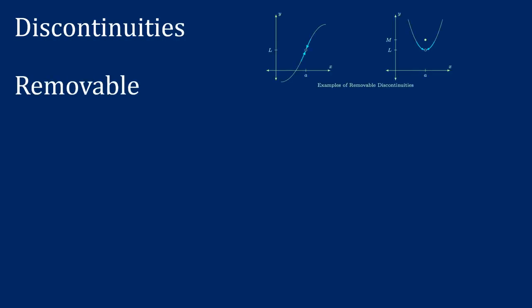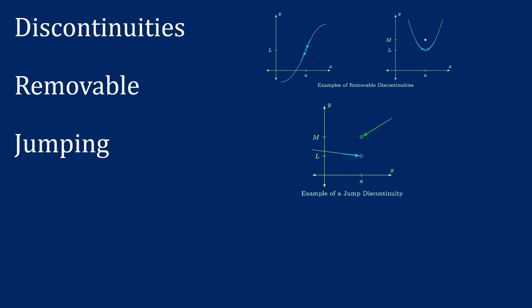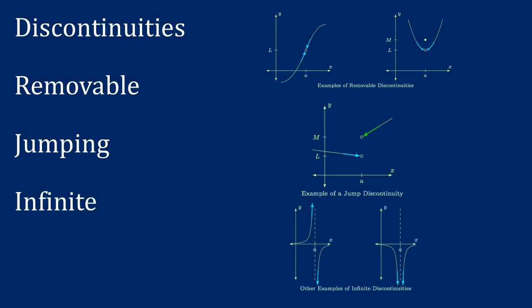There are removable discontinuities, where it is just a hole in the function. There are jump discontinuities, where the function seems to jump from one value to another. And there are infinite discontinuities, where you will see vertical asymptotes. Now, discontinuities are just areas where the function is undefined at a certain value of x.